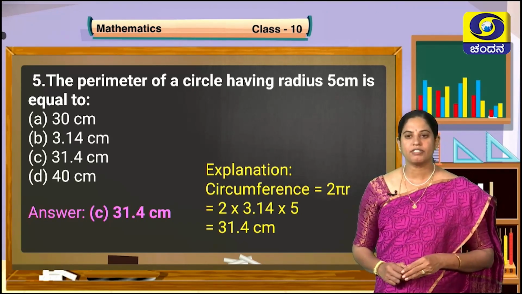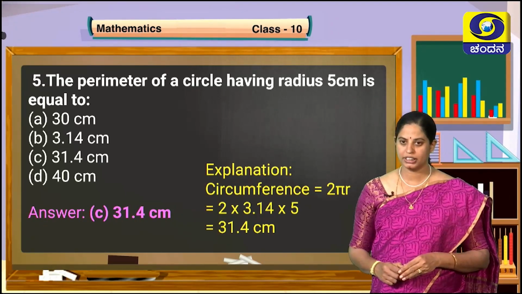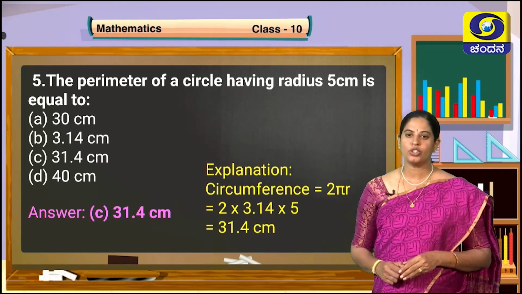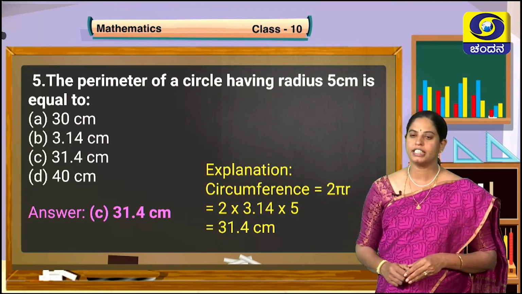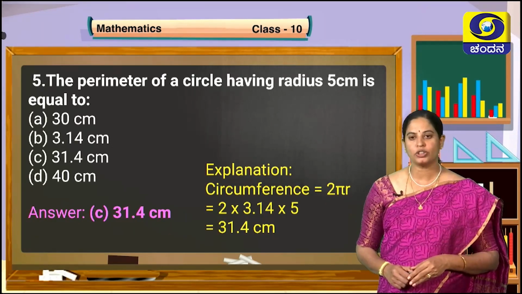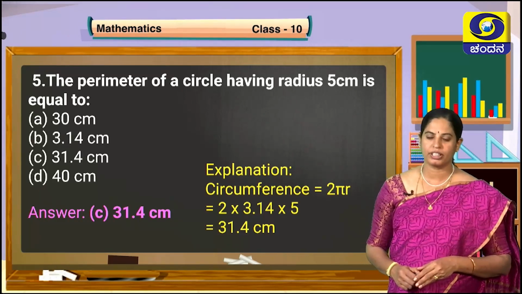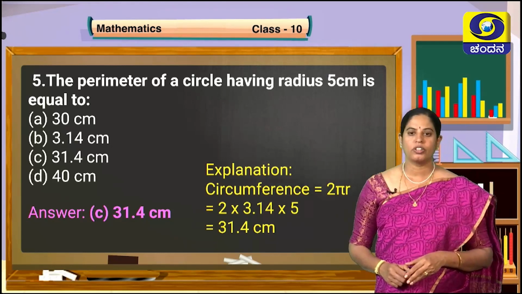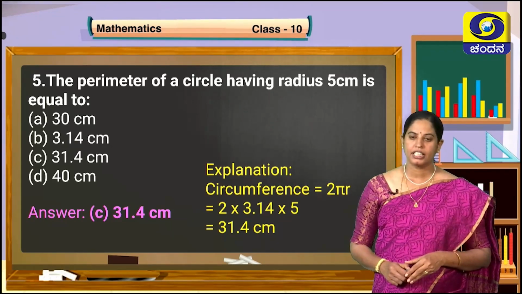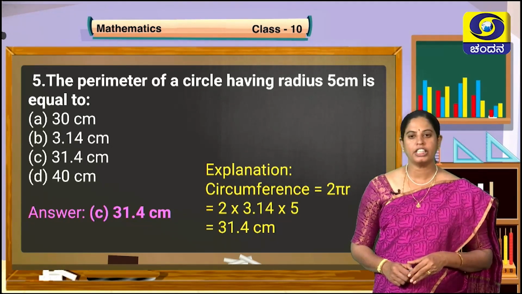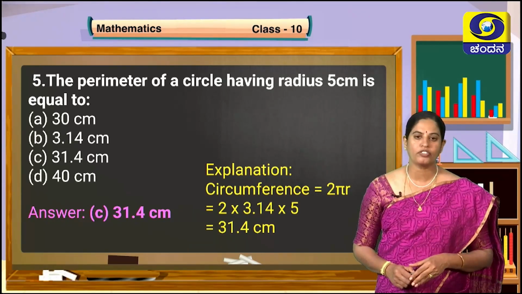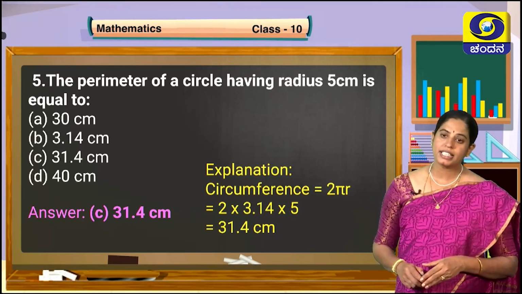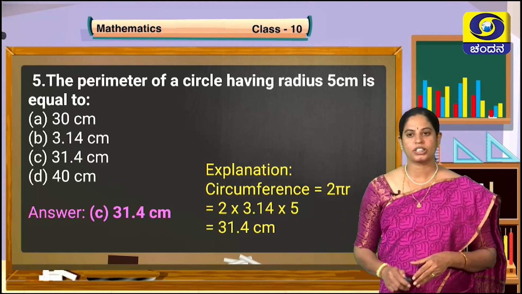Circumference of the circle is given by 2 pi r, you know that. Substitute the value of pi, it is a constant. Either we take pi as 22 by 7 or 3.14, yes. Into radius is 5. So 5 and 2 is 10. 3.14 into 10 gives 31.4 centimeter. So option C is the answer for this question.